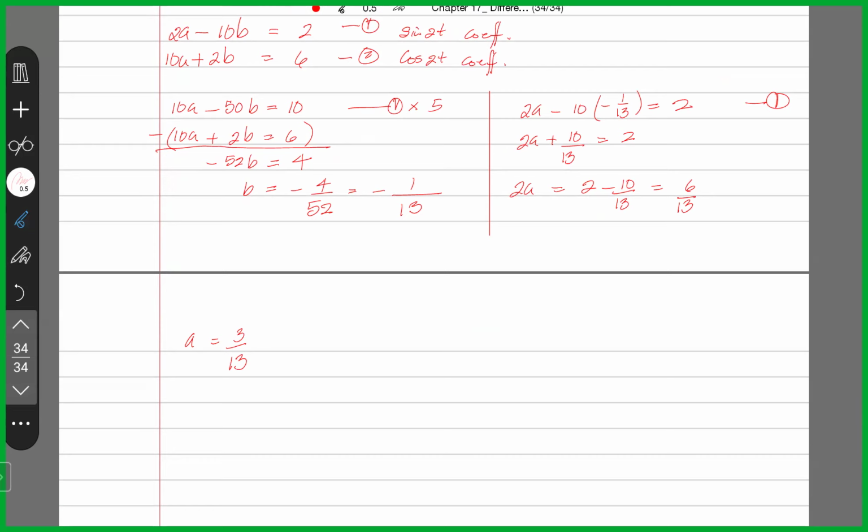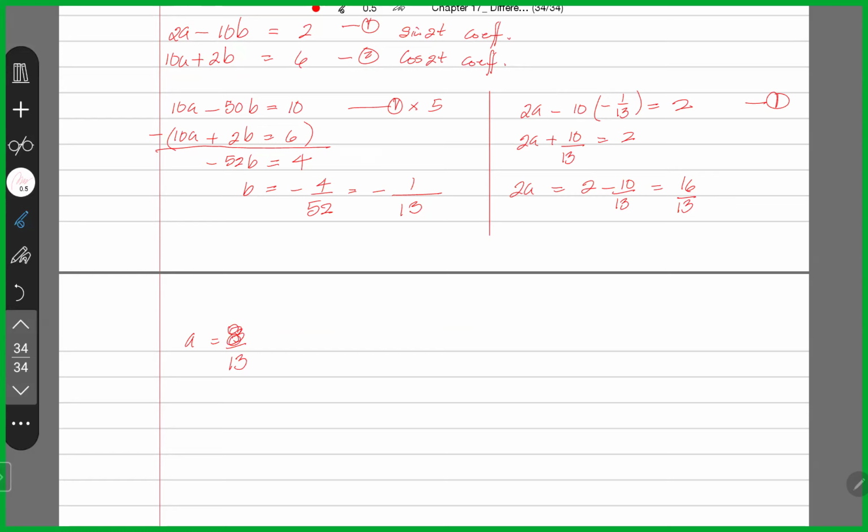So let's see if we did something wrong. All right, this is definitely a plus. Goes over and becomes a minus. Okay, here's where we went wrong. This should have been 16 over 13. And 16 divided by 2, this should be 8.